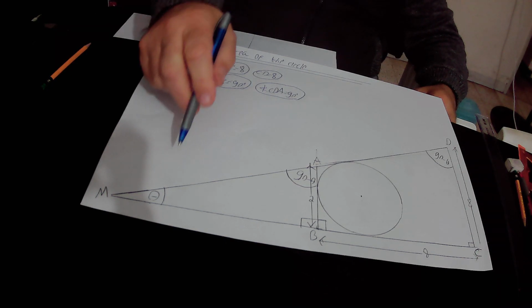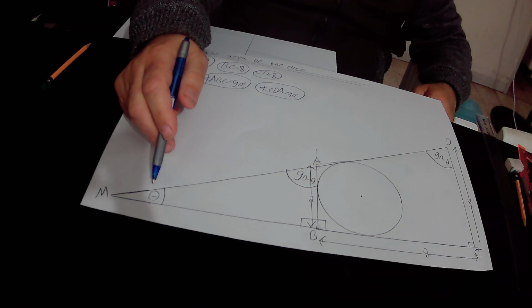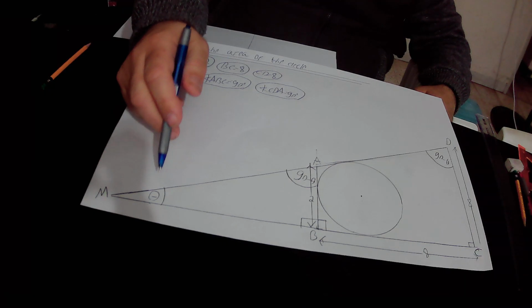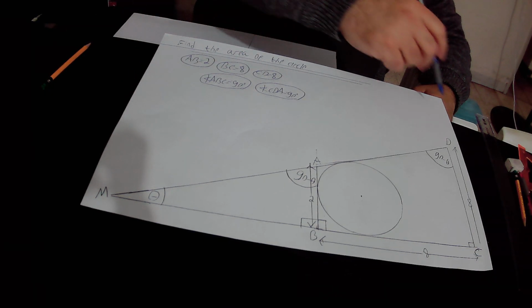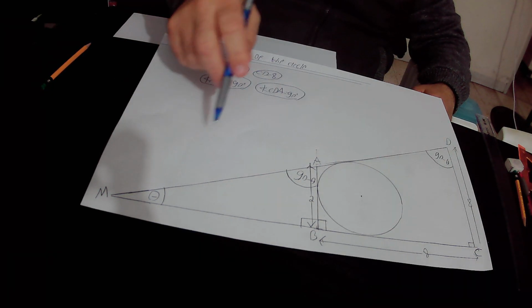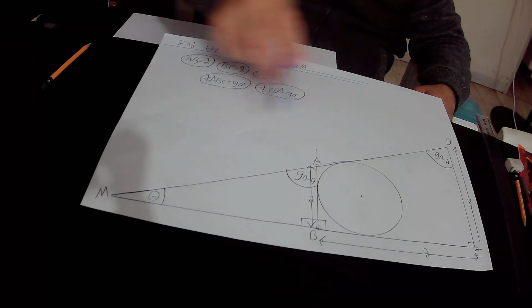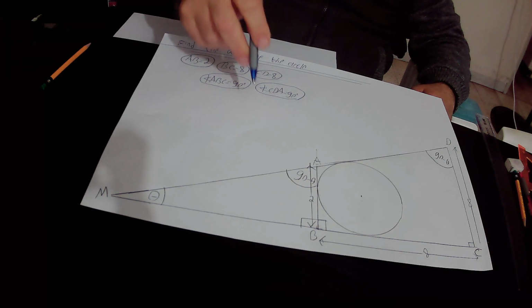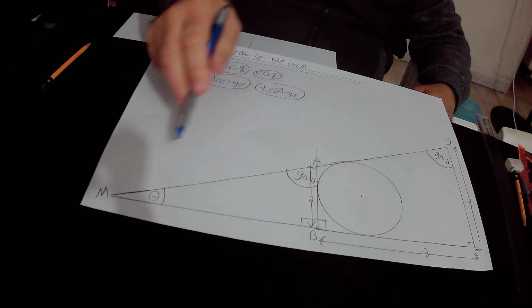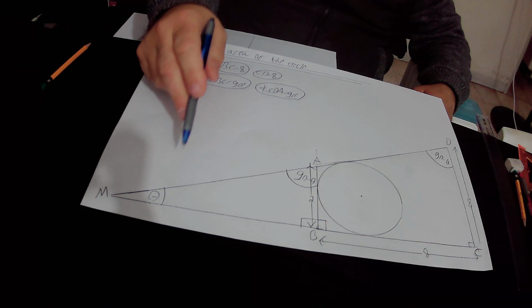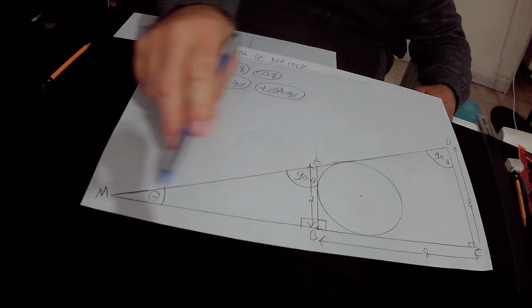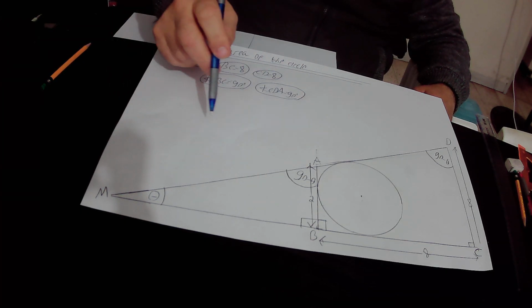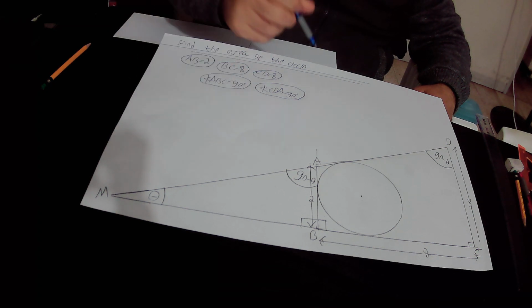So if we relate to this angle theta as it belongs to the big right triangle DCM, it will be called angle DMC, and it equals itself. If we relate to this angle theta as it belongs to the small right triangle MBA, then it will be called angle AMB.